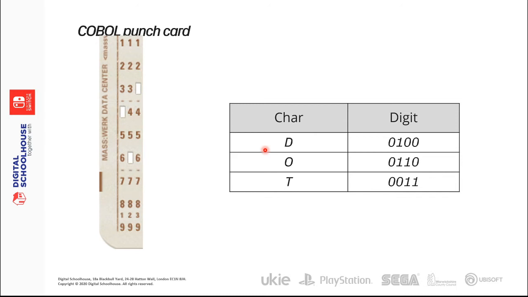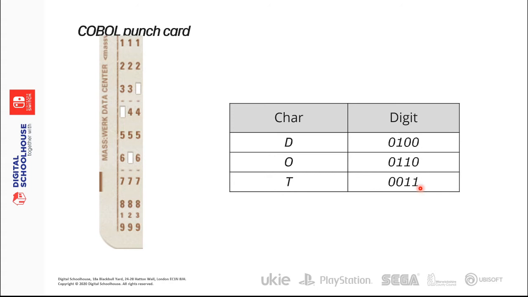So in this case, we can see the digit in this one is digit 4, which in binary would be 0100. Then for the O, we've got digit 6 being punched out, which is 0110. And we can see that digit 3 has been punched out here, which is 0011. There you go, 4, 6 and 3.